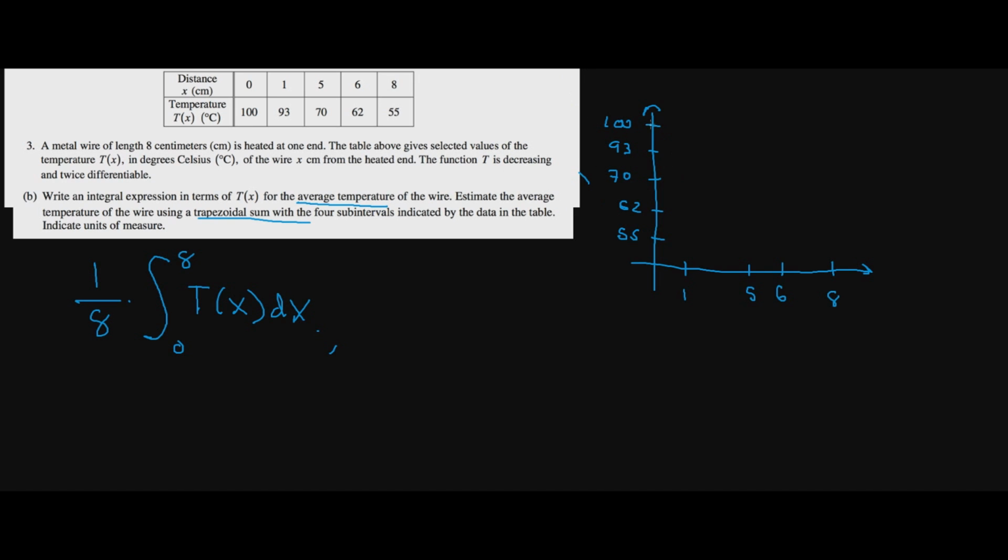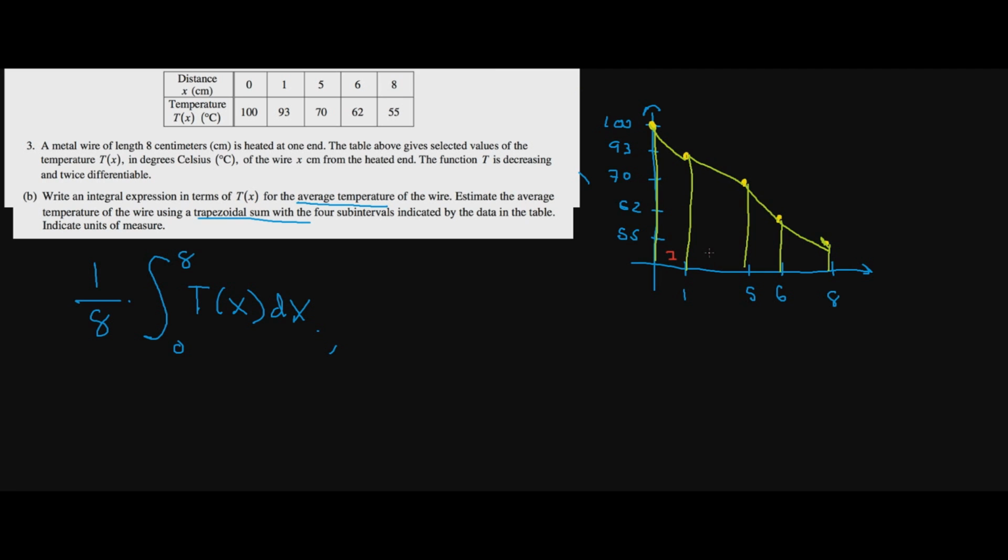Very good. So at 0, it's at 100. At 1, it's at 93. At 5, it's at 70. At 6, it's at 62. And at 8, it's at 55. Bam. There it is. So now we have that there. Now we want to do 4 trapezoid sums. If you look at the graph, it makes sense that we're going to have 4 trapezoids. Here's your first trapezoid right there. It's that first trapezoid. We get our second trapezoid here, our third trapezoid there, and last but not least, our fourth trapezoid here. There it is. Good. Just like always, I like to write down, right?